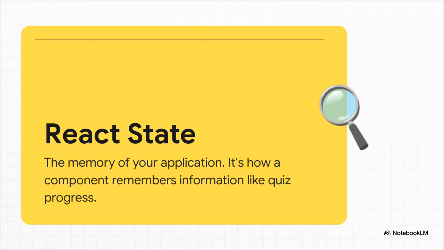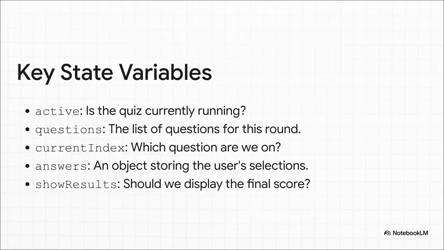The secret sauce is something called React State. Honestly, the easiest way to think about state is just as the app's short-term memory. It's how our quiz remembers what question you're on, which answers you've already picked, and even if the quiz is running at all. So for our quiz to work, its memory needs to track a few really important things. We're going to use state to know if the quiz is active. We need to know which of the shuffled questions we're on and store the user's selected answers. And then once that last question is done, we'll just flip the show results state to true, and that's what will trigger the final score screen.